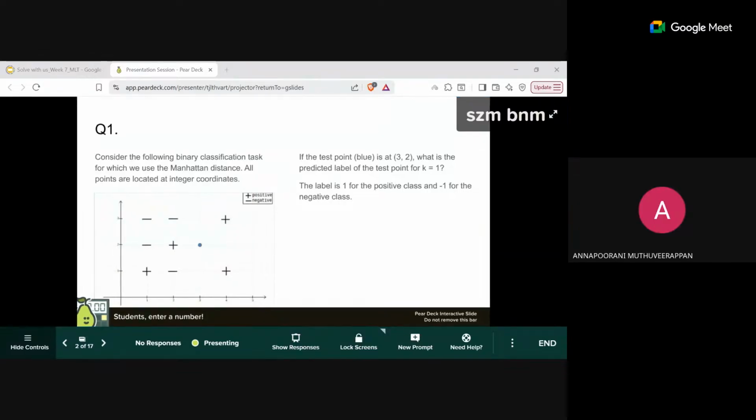Manhattan distance means the absolute distance, no? Manhattan distance is absolute distance, yes. Ma'am, the answer is 1. The answer is 1. Yeah.